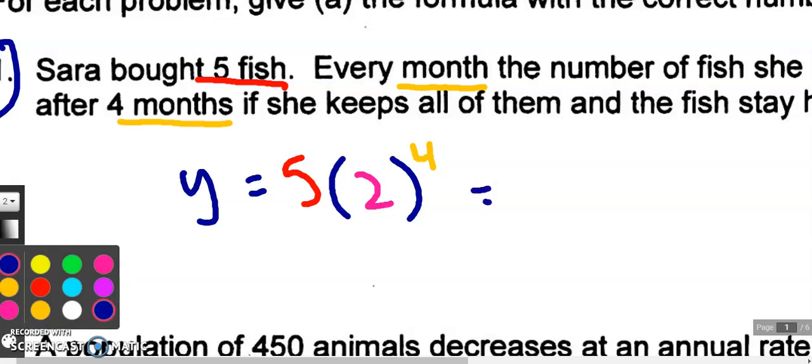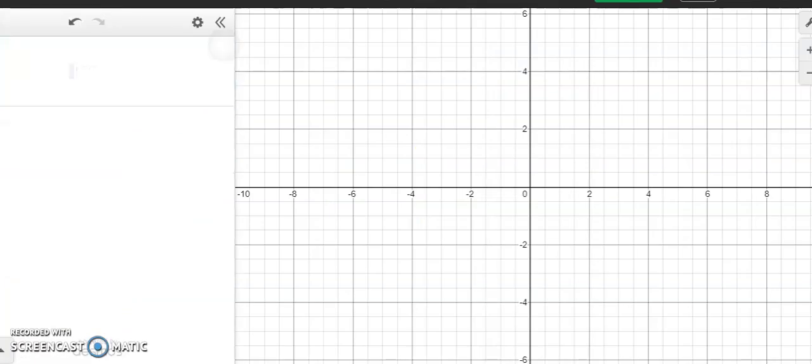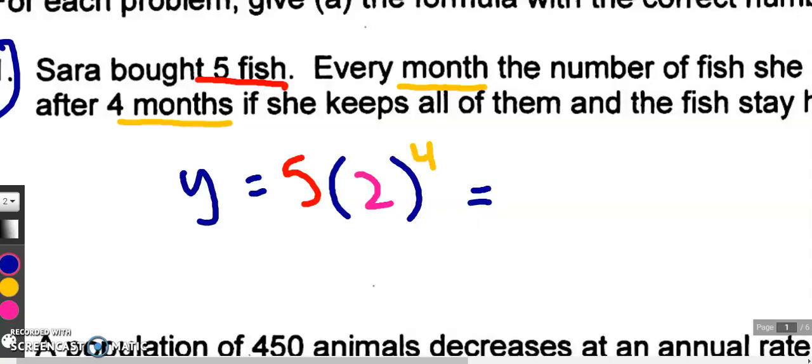So now all we're going to do is multiply that out. So we said that we want to do 5 fish. We're going to let it double for 4 months. So if I do 5 times 2 to the power of 4, that gives me 80.